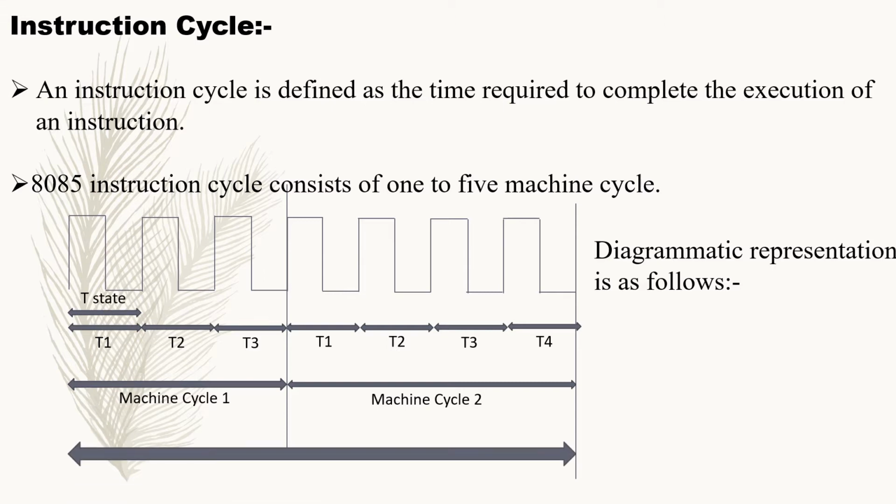So machine cycle 1 and machine cycle 2 together forms my instruction cycle. As we have learned, instruction cycle consists of minimum 1, maximum 5 machine cycles. So here in this instruction it consists of 2 machine cycles. So by this we have learned T state, machine cycle and instruction cycle with the help of a diagram. It is a very important board question.